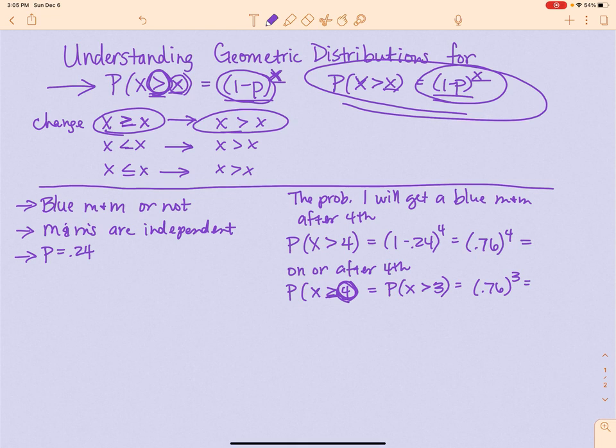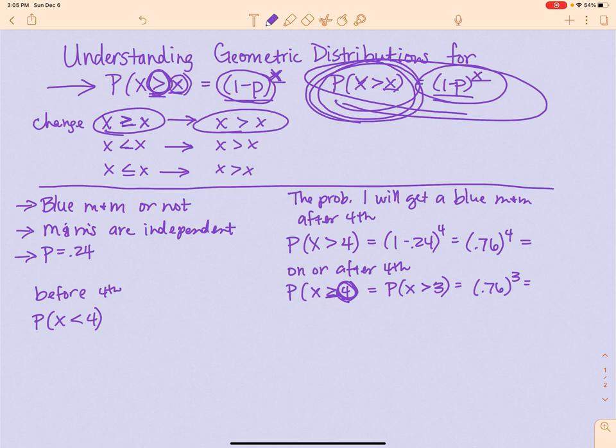The greater than or equal to into greater than, you just write it as greater than 1 less than the value that you're interested in. Now let's talk about the probability of getting it before the fourth M&M. That means I could get it on the first one or the second one or the third one. So this probability is going to be that X is less than 4. So now I'm going in completely the opposite direction from my greater than setup. And I want to write the probability that X is less than 4 in terms of greater than. So how do we do that?